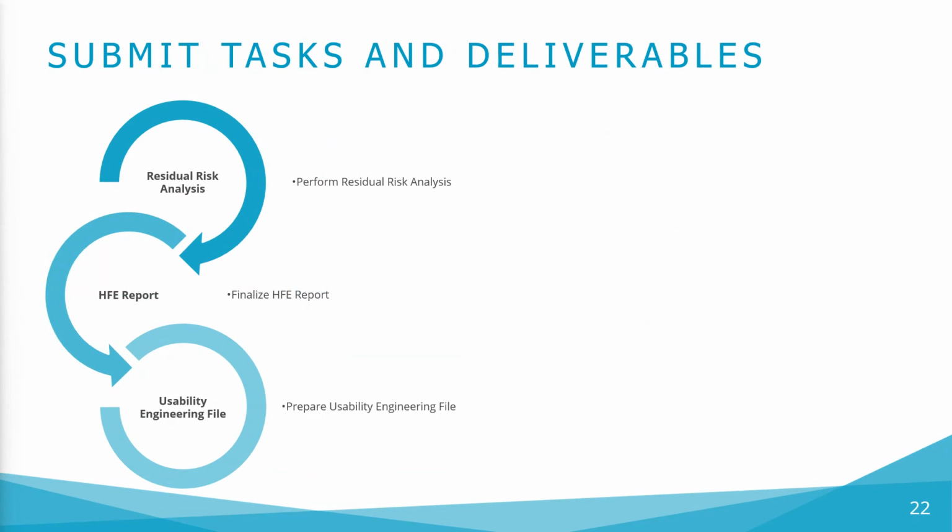The task we will perform during the submit step is to perform residual risk analysis. During this step, we should engage a multidisciplinary team to review the HF validation test findings and perform residual risk analysis. Residual risk analysis involves considering the test findings and root causes and then determining if the level of residual risk is acceptable or if further risk mitigations are needed to reduce risk to an acceptable level.